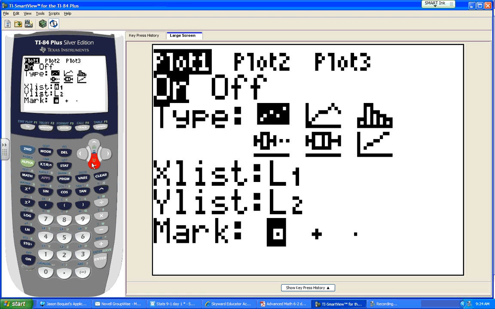Again, you choose one of the 6. You can't choose multiple ones, okay? An X list, or our explanatory variable, did we put that in L1? We did. Our Y list, or our response, did we put it in L2? We did. And now down here, you just have to decide what do you want each of them to look like?